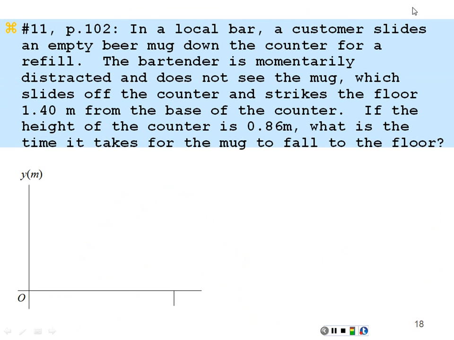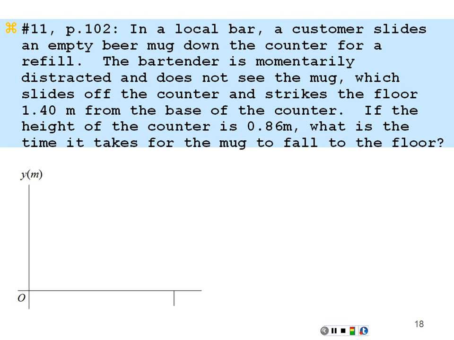Let's try an example of a two-dimensional problem. Most of our problems we're going to break up into x and y, and this will be an example of that. In a local bar, a customer slides an empty beer mug down the counter for a refill. The bartender momentarily is distracted and does not see the mug, which slides off the counter and strikes the floor 1.4 meters from the base of the counter. If the height of the counter is 0.86 meters, what is the time it takes for the mug to fall to the floor?